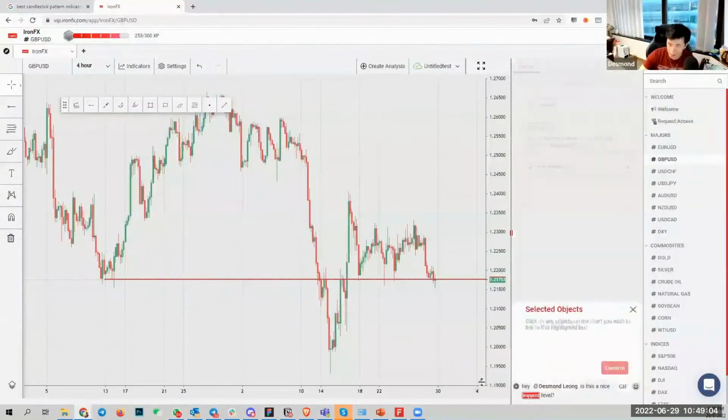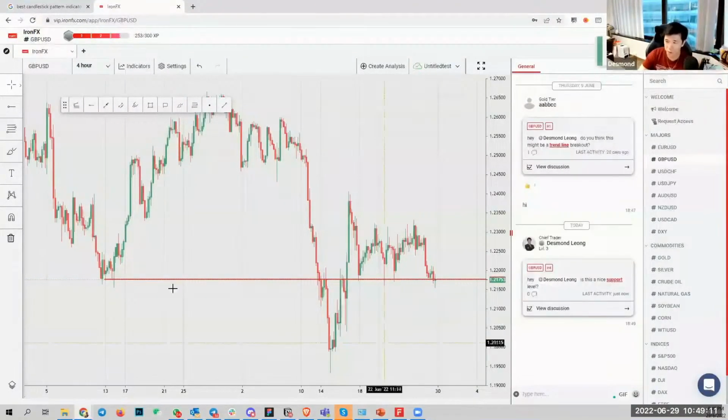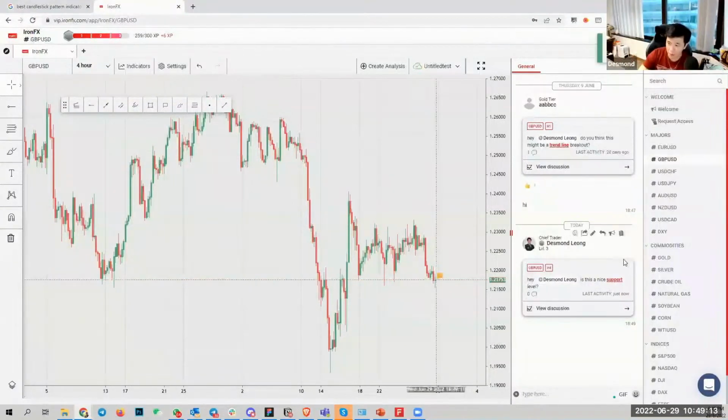Click this button, link object to text. Click this nice little line you just drew. You'll notice that it lights up, and you send the message through. So what happens is that when I read and see your message and hover my mouse over this, I can see exactly the line that you're referring to.